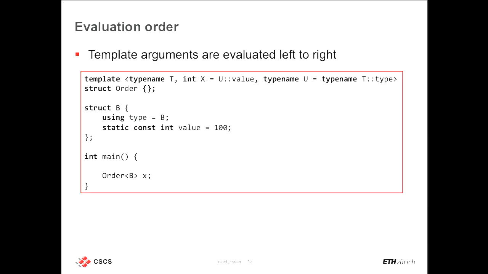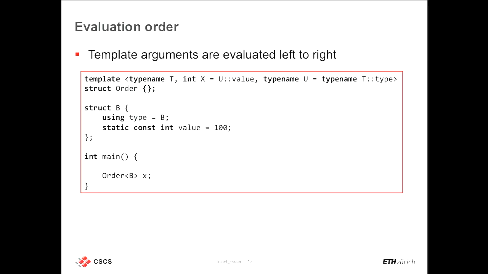Okay, this is an exercise for you. This is the evaluation order of the arguments. You can use default template arguments. So you can say template, have a struct Order in which the template has one template type T and an integer x. You can pass known types as template arguments, which is U::value, and typename U equal T::type. You know what that is? This is a compiler error.